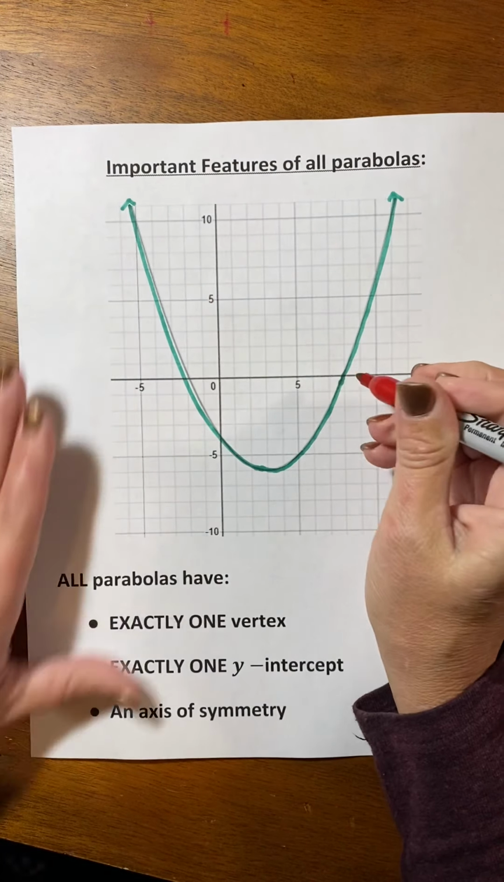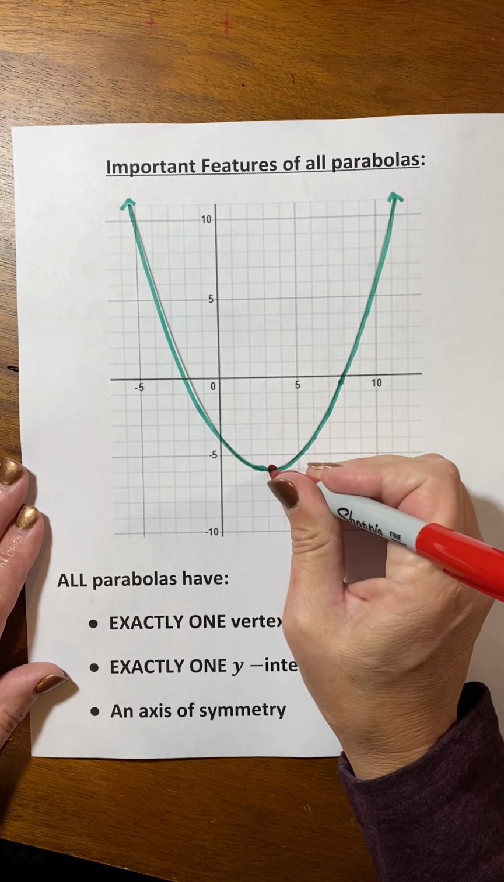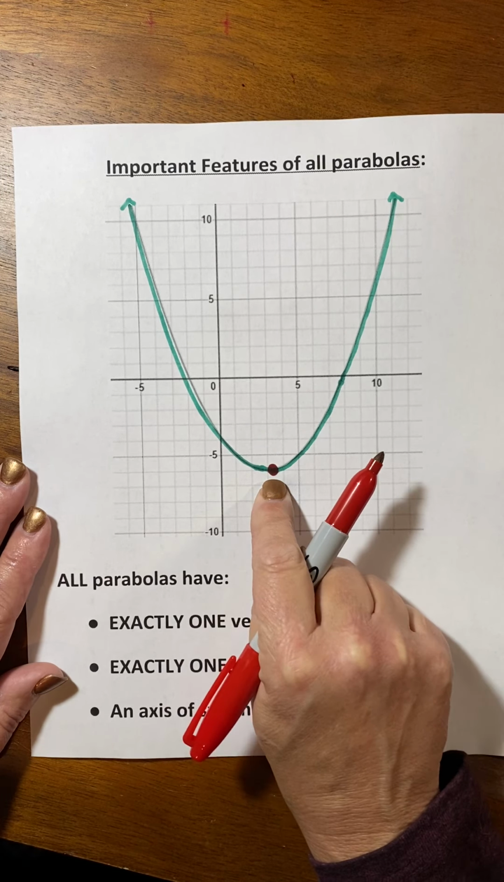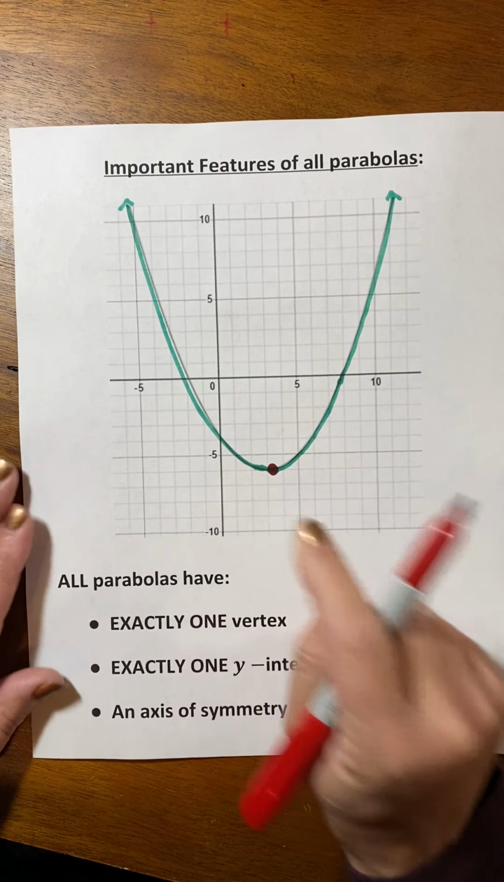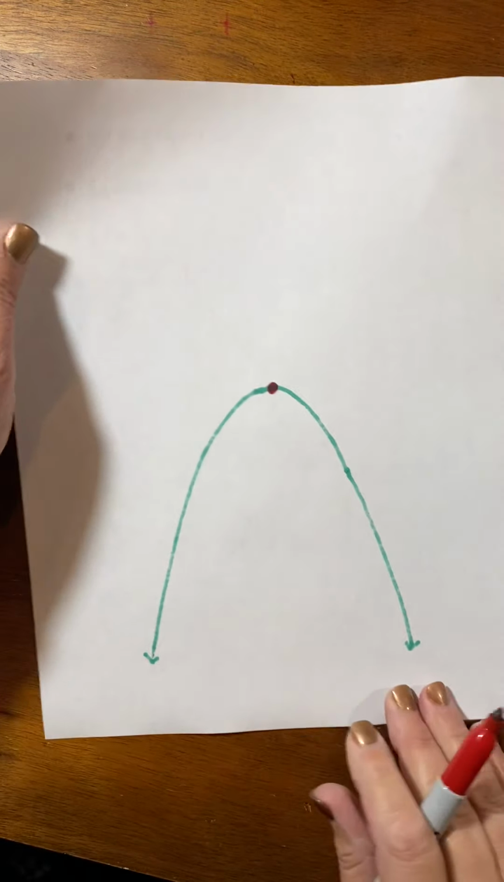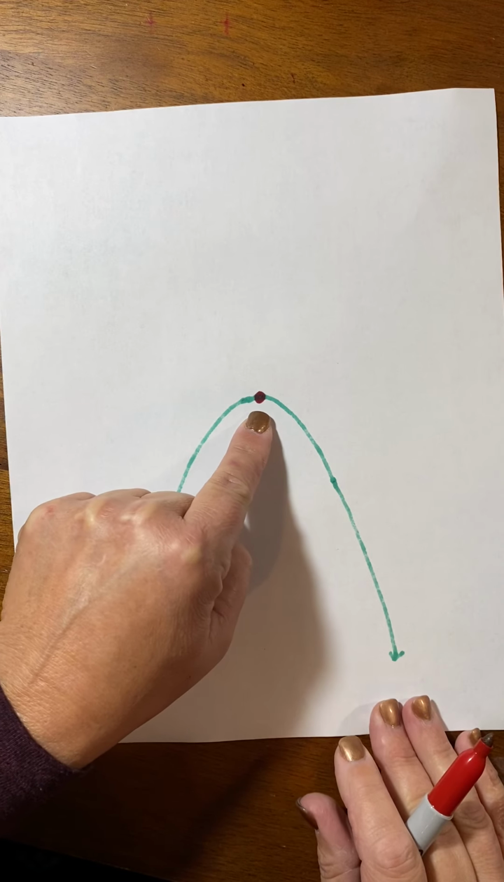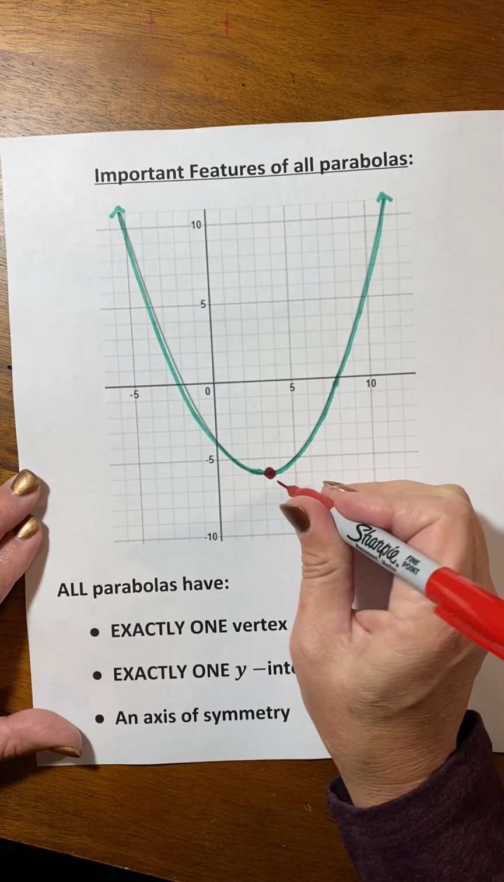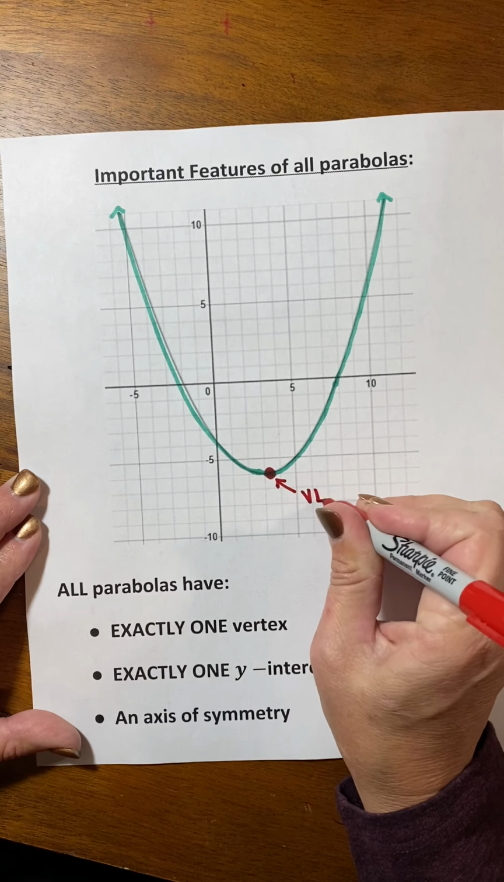So all parabolas have exactly one vertex. If it's a right side up parabola, the vertex is that point right there at the very bottom of the hill. If it's an upside down parabola, it would be that point at the top of the hill. So that point, regardless if we're right side up or upside down, is called the vertex. And all parabolas have exactly one vertex.